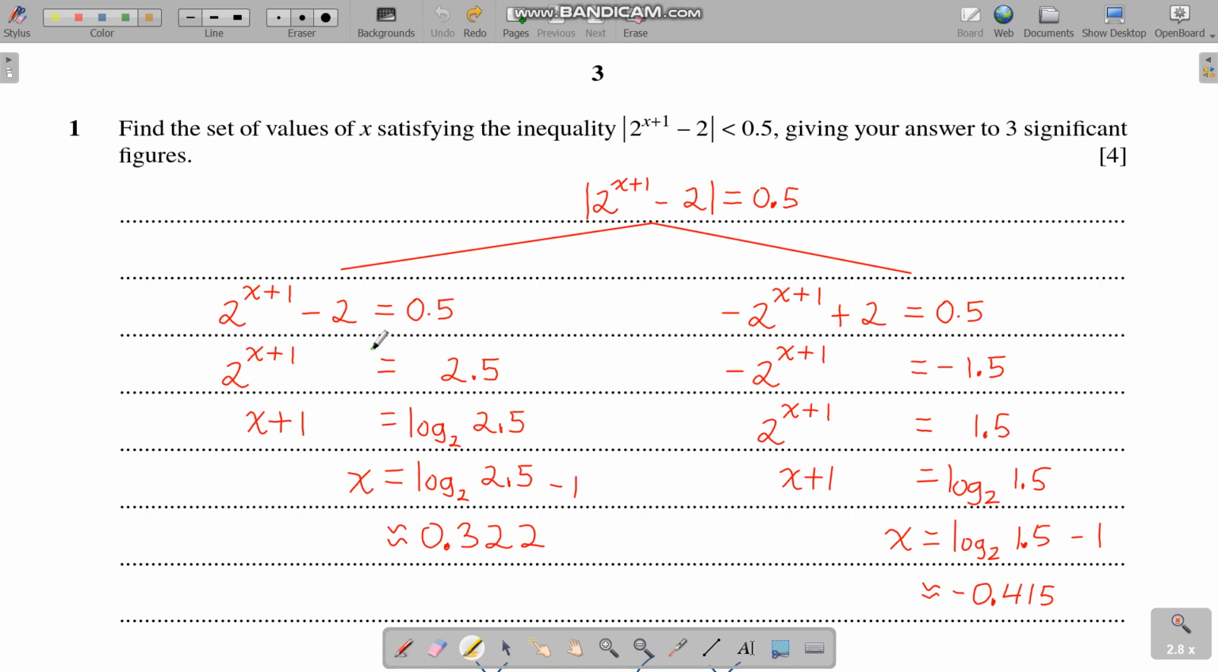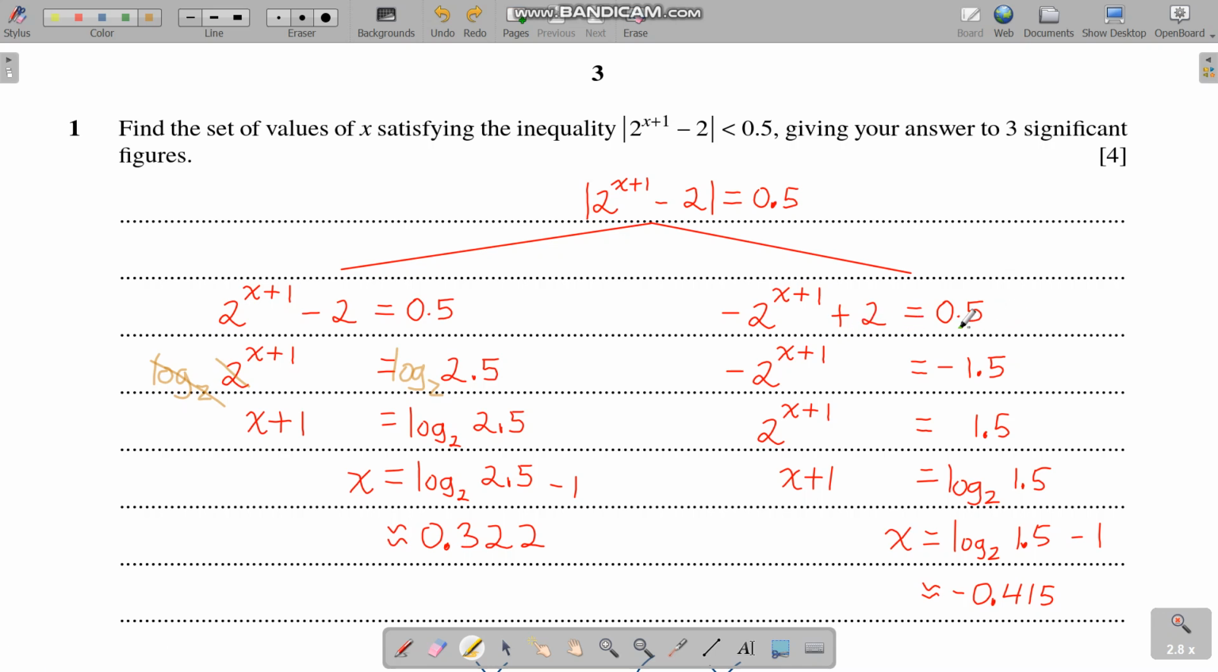From the first equation we can add 2 to both sides, and then we can do log base 2 on both sides. We log base 2 both sides, because we can cancel out the base 2, and we have only the power x plus 1 on the left. On the right we still have log 2.5 base 2, and subtract 1 from both sides. Use a calculator, we get 0.322.